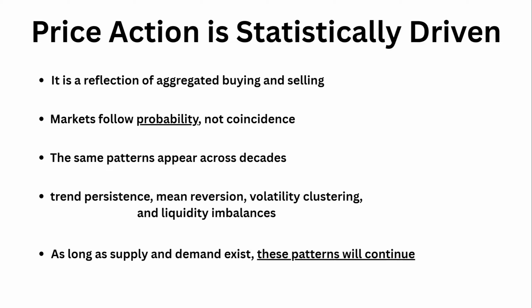Price often continues moving in the same direction for a while, holding strong trends. Sometimes it snaps back to the mean after moving too far, and it tends to get more active during certain periods based on external factors. These behaviors repeat because markets are built on supply and demand. As long as the buyers and sellers interact the same way, these patterns will likely continue for another 100 years.